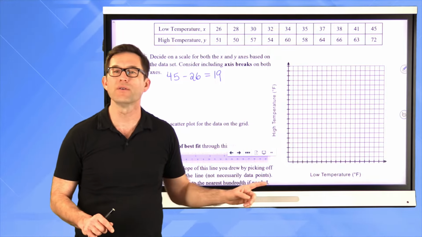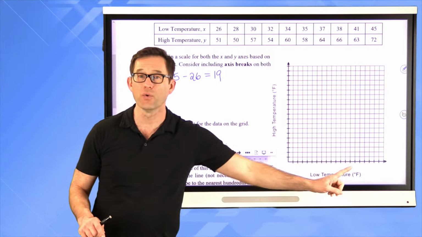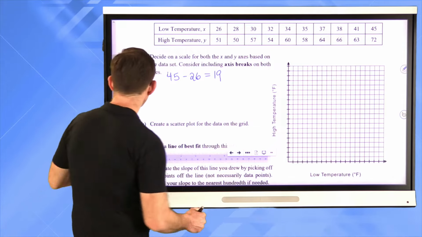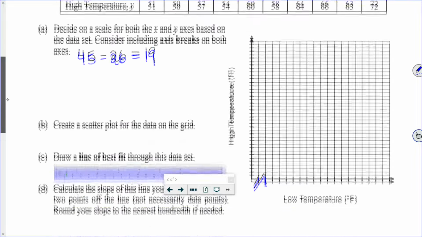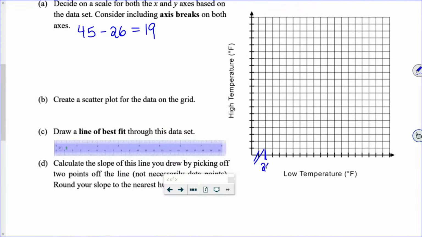So what I'm going to do is make these go by 2 along here. I'm going to put a little axis break in, like this. And then I'm going to start right here, not at 26, but maybe I'll start at 20, and I'll go by 2. So 20, 22, 24, 26, 28, 30, 32, 34, 36, 38, 40, 42, 44, 46, 48, 50.